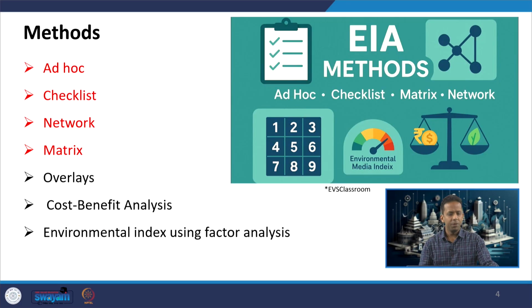There are a number of types of methods: ad hoc, checklist, network, matrix methods, overlays, cost benefit analysis, environmental index using factor analysis. Since there are so many types of methods, in this course we will restrict to the first 4 types: the ad hoc, checklist, network and matrix. As the name indicates, it goes on adding more layers of information and more details as we go from ad hoc to checklist to network and to matrix. Obviously, matrix will be dealing with numbers, the weightages, scaling and importance based matrices.